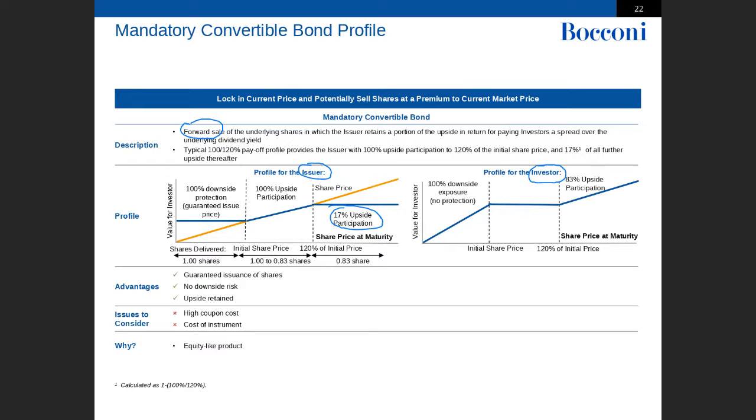This is the structure of a forward sale, where the issuer locked in a minimum price and a maximum price for the issue of the shares. And below that minimum and above that maximum, de facto either it retains a full downside protection, or gives away only a portion of the upside.